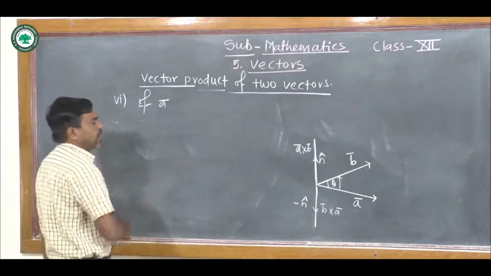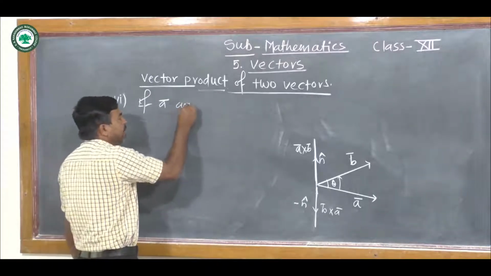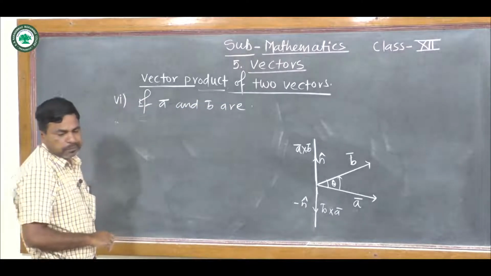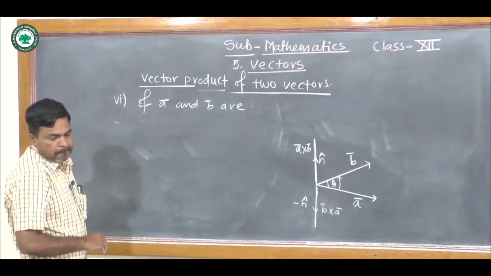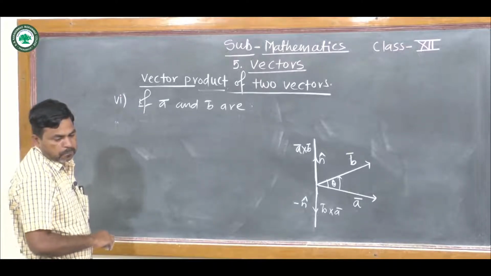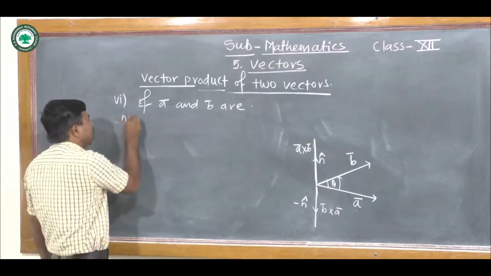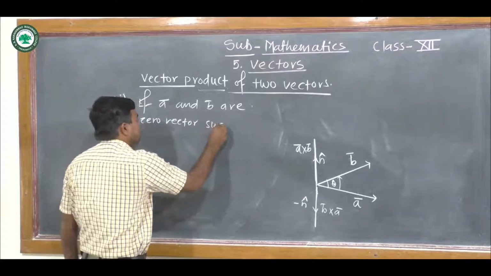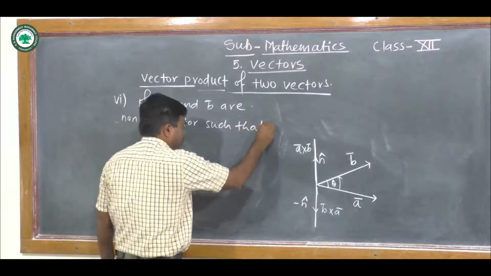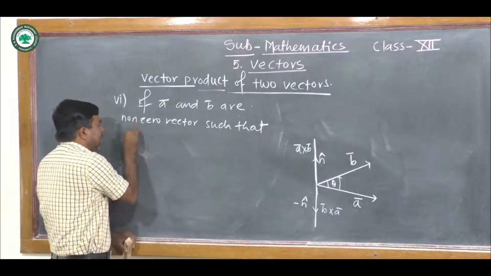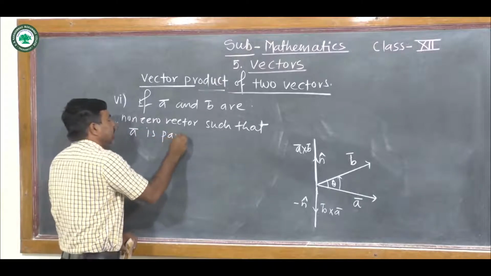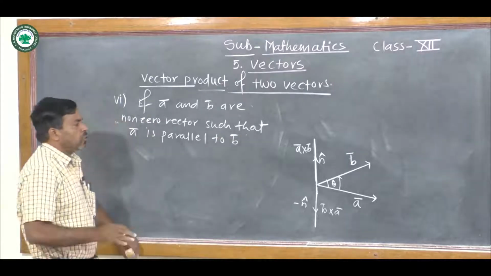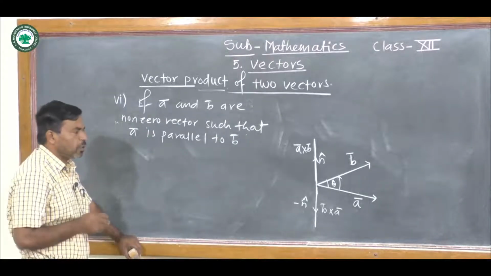See, we have two vectors A bar and B bar. If A bar and B bar are non-zero vectors such that A bar is parallel to B bar.